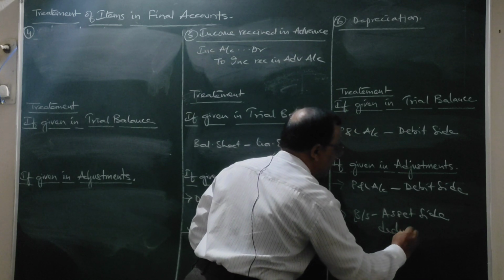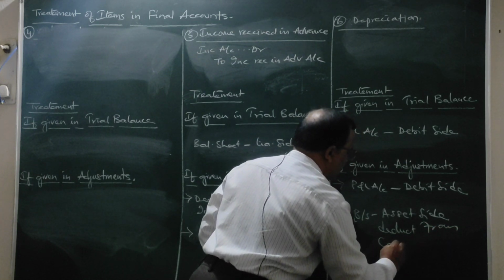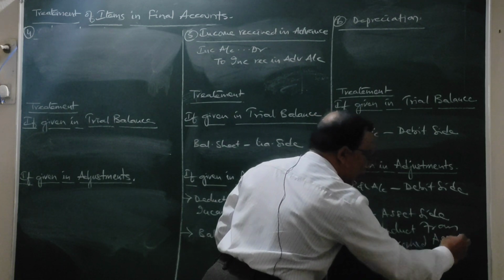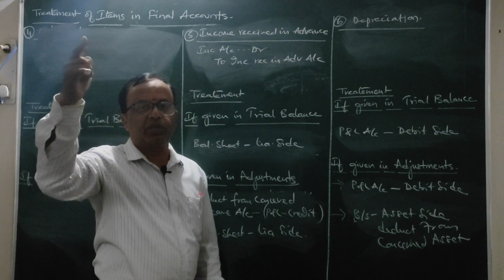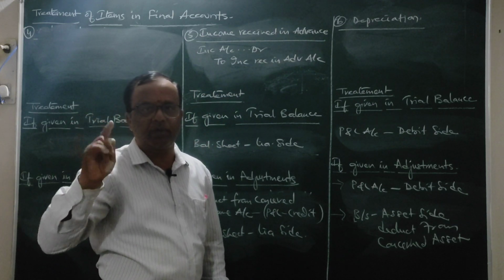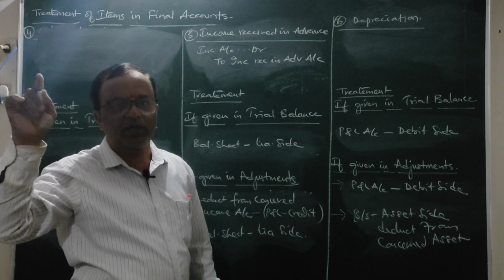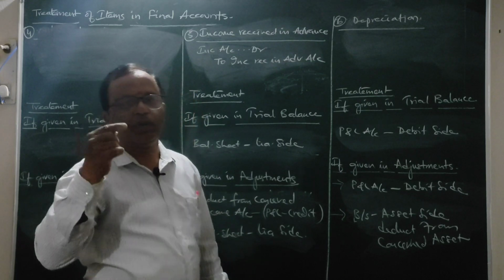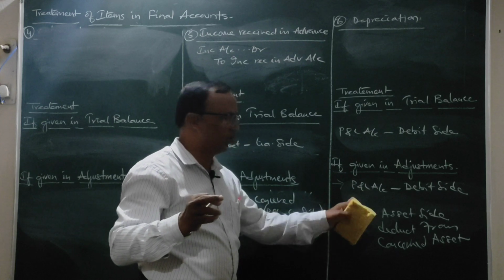deduct from the concerned asset. Just like if it is depreciation on machinery, in the balance sheet on the asset side, from the machinery balance we are going to subtract it in the inner column. If it is depreciation on furniture, deduct it from furniture on the asset side of the balance sheet. Then whatever the depreciation amount is, you are going to debit it to your profit and loss account. So if it is given in adjustments, the twofold effect is something like this.